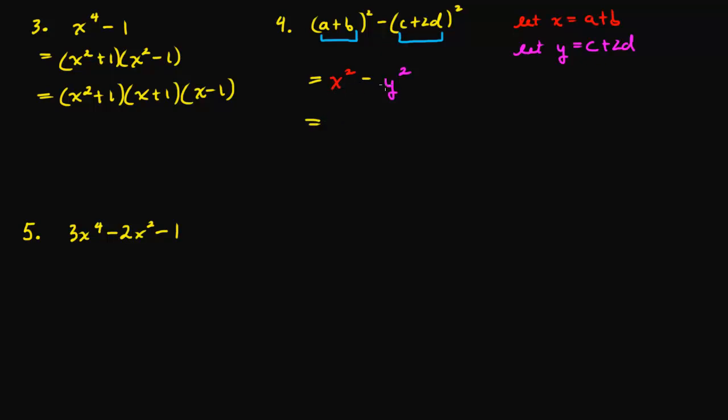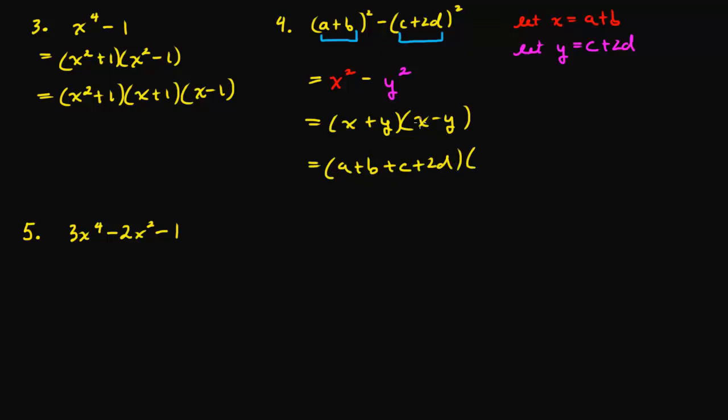So next I know that this factors into the conjugate pair x plus y times x minus y. And lastly, I can substitute back in for x, because x is just equal to a plus b. So I can rewrite x as a plus b, and I can write y as its original expression, which was c plus 2d. So I have a plus b plus c plus 2d.